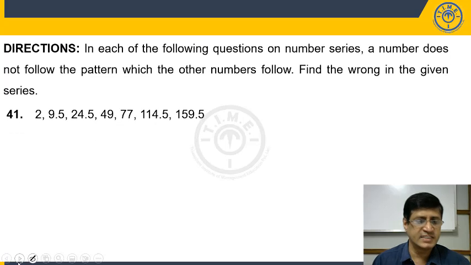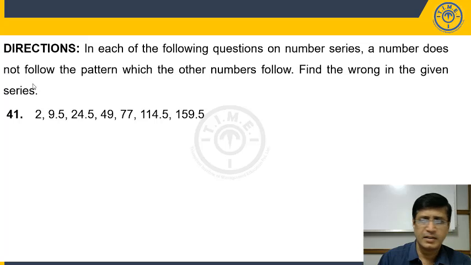Now look at the next example on your screen. Here what is given? A series is given, it is following a certain pattern, but a number does not follow the pattern. That number we need to find. Means it is a wrong number series. So we need to find out the wrong number in the given series.